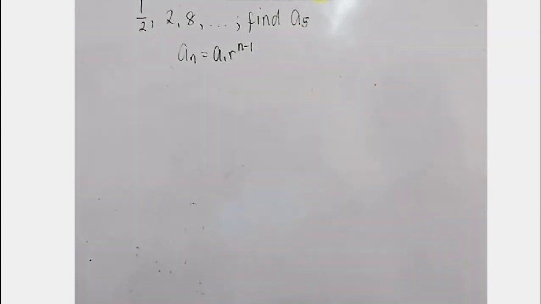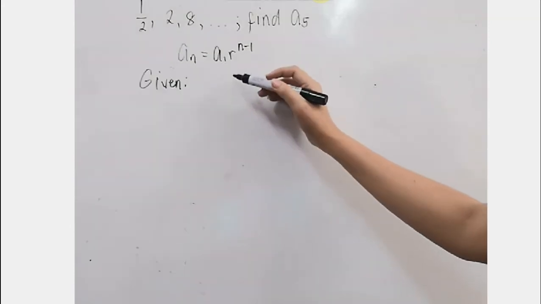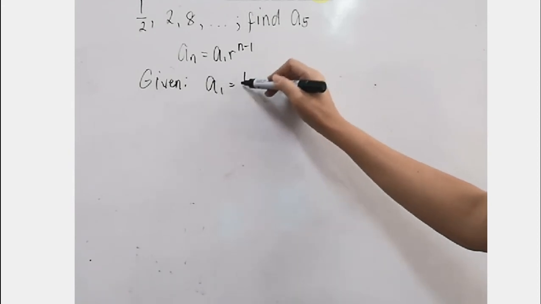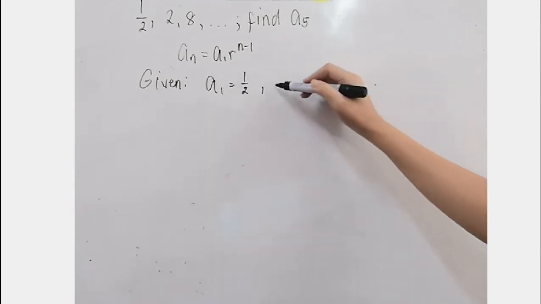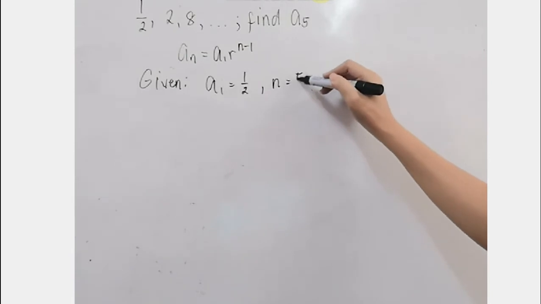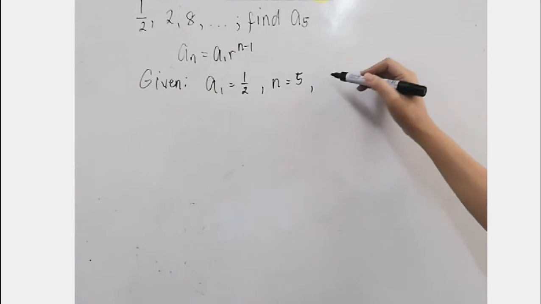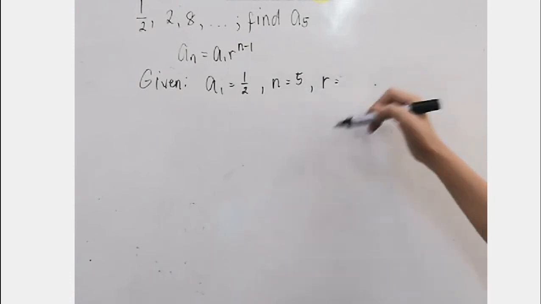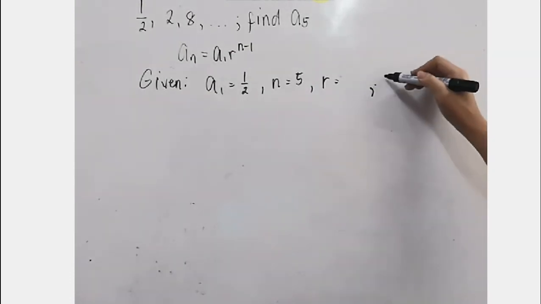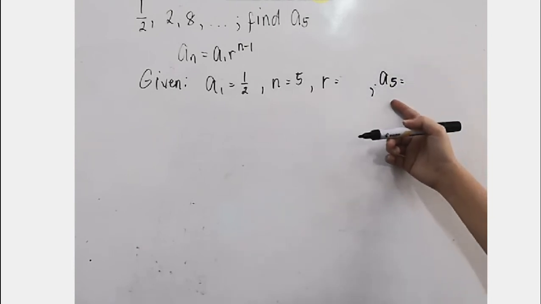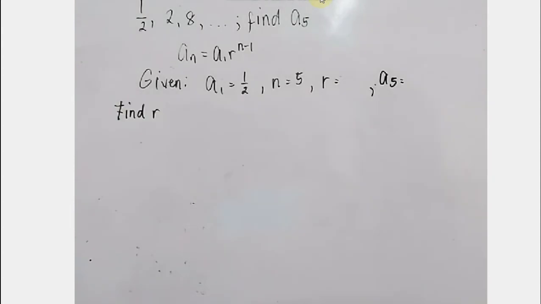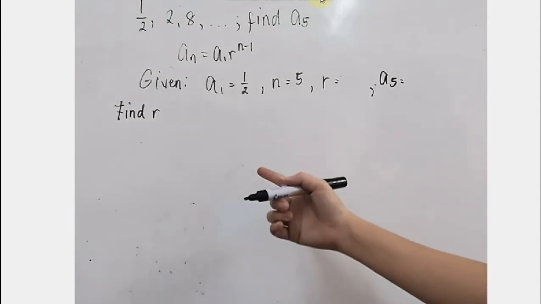So, dito, hindi pa natin alam yung common ratio natin, unlike sa previous natin na example. A sub 1 is equal to 1/2, n is equal to 5 kasi yun yung hinahanap natin, 'di ba? The fifth term. Then we also have r, hahanapin pa natin ngayon, and a sub 5 or the value of our a sub 5. Okay. So let's find r or the common ratio.